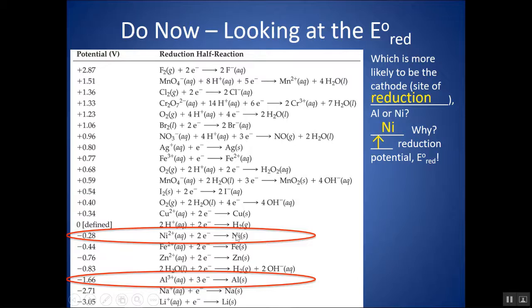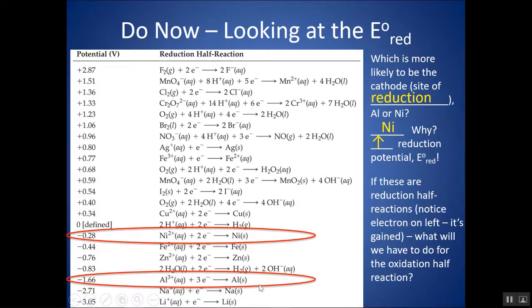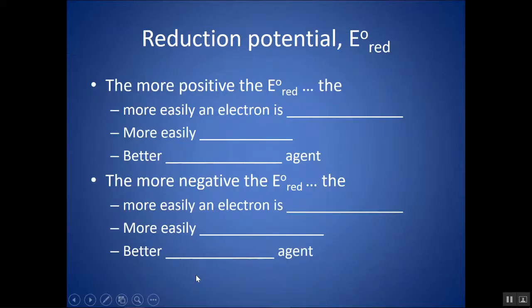Now, if this is the reduction half reaction, as you see electrons are gained, what are we going to have to do to the oxidation half reaction when we write it as the reaction that's actually taking place in that half cell? We would have to flip it. Why? Because we want electrons to be lost, so they'd have to be on the right-hand side rather than the left-hand side.